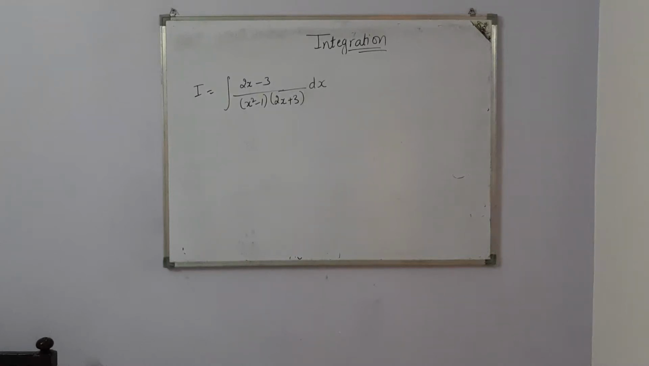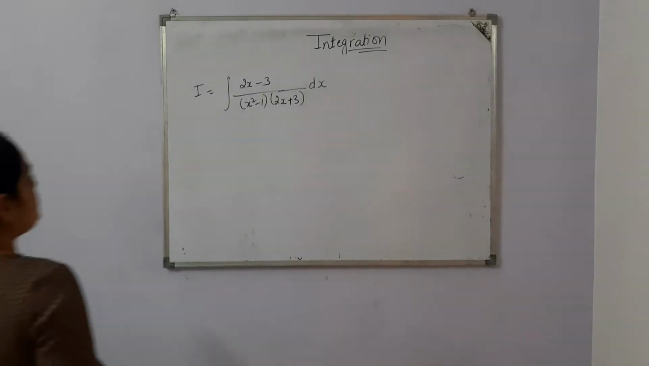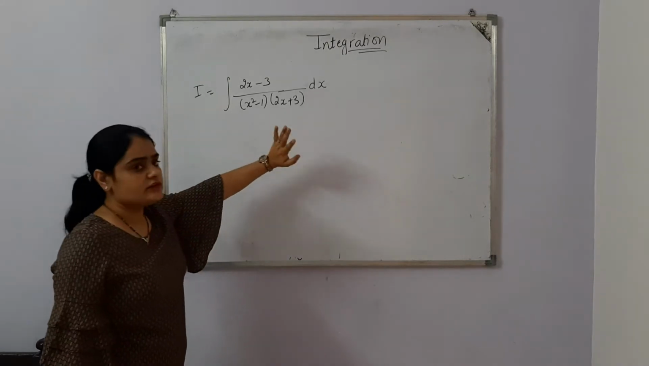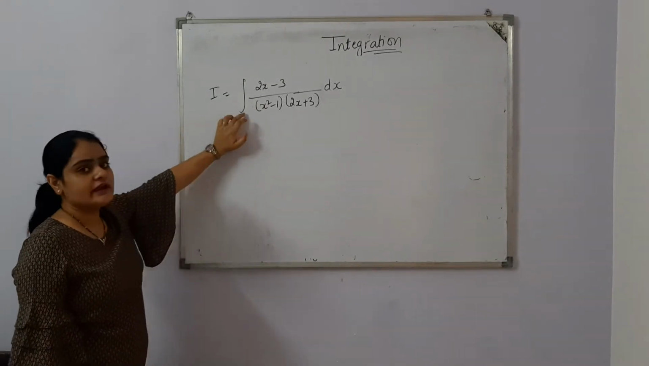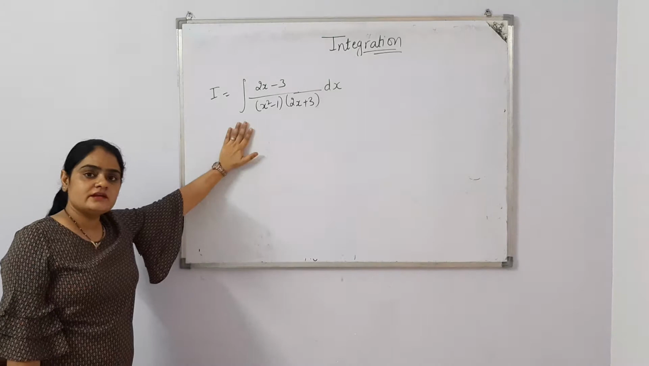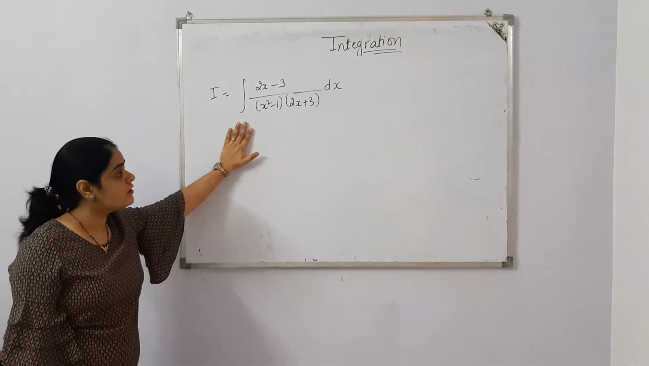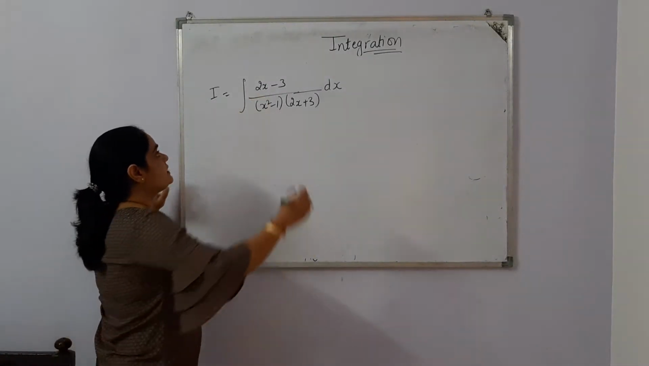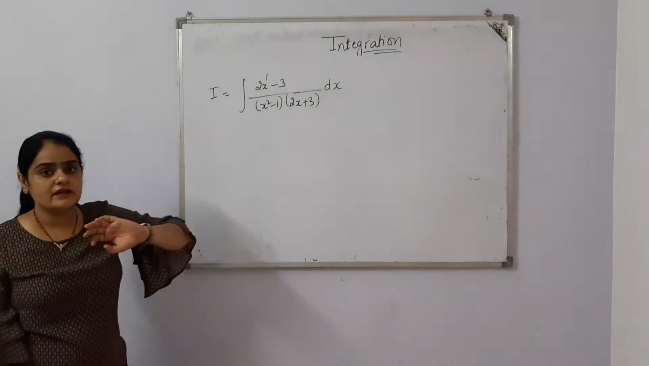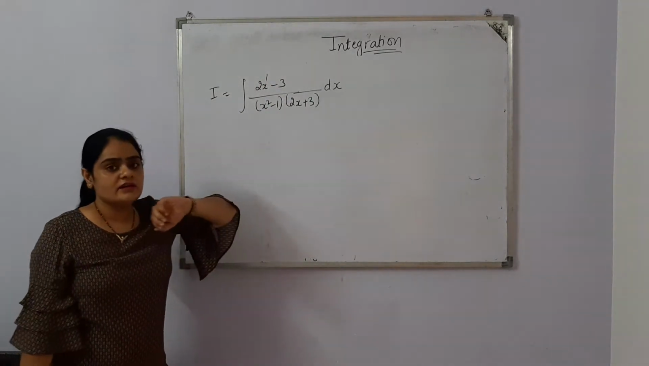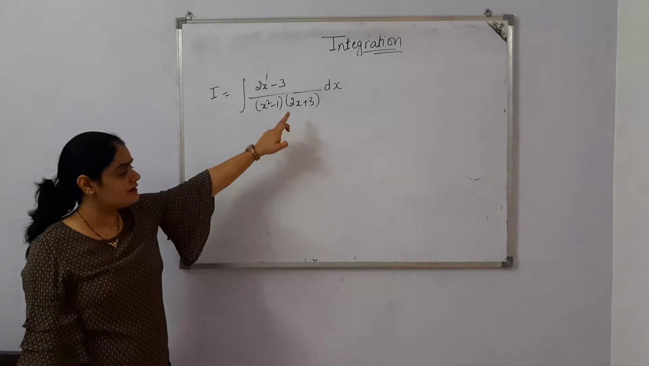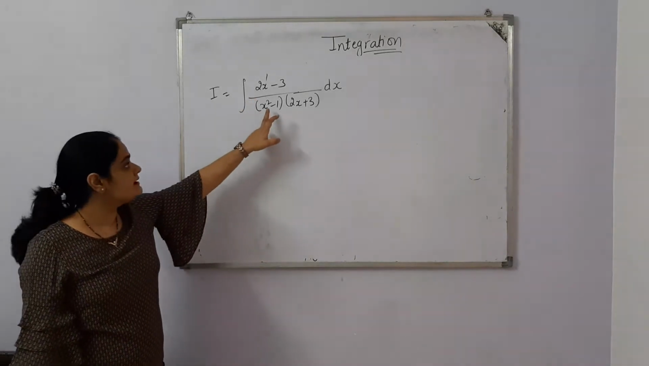The next question is (2x minus 3) upon (x square minus 1) into (2x plus 3). But you are watching that the function is a rational function. First of all, we need to check the numerator's degree as well as the denominator's degree. The numerator's degree is of course 1, the highest power is 1 here, and in the denominator factors are available. But after multiplication of factors, the highest power we'll get is x square into x.